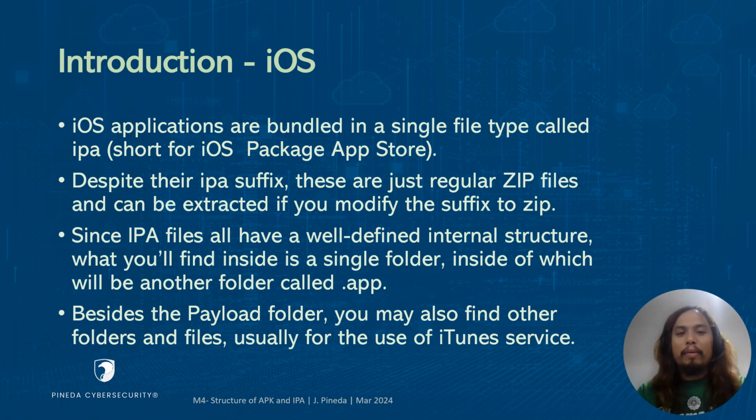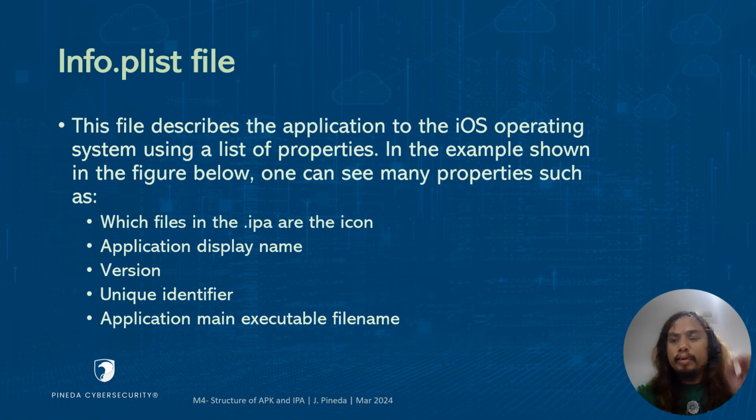Since the IPA files all have a well-defined internal structure, what you will find inside is a single Payload folder, inside of which will be another folder called .app. Okay, besides the Payload folder, you may also find other folders, usually for the use of iTunes, if you're still using iTunes. So what are the files?